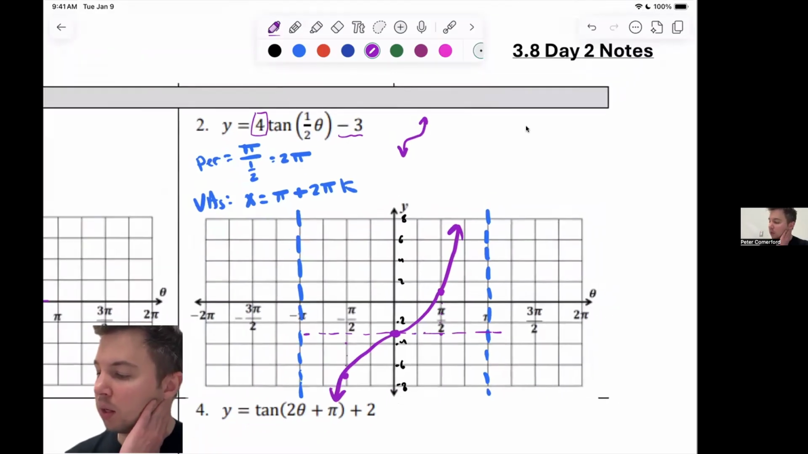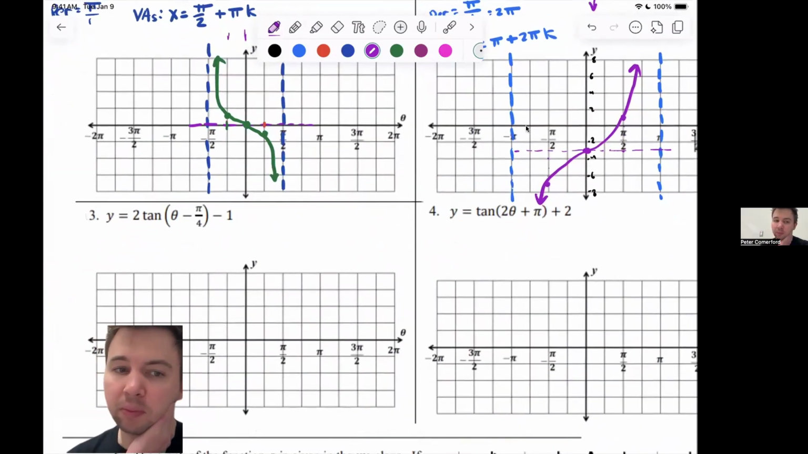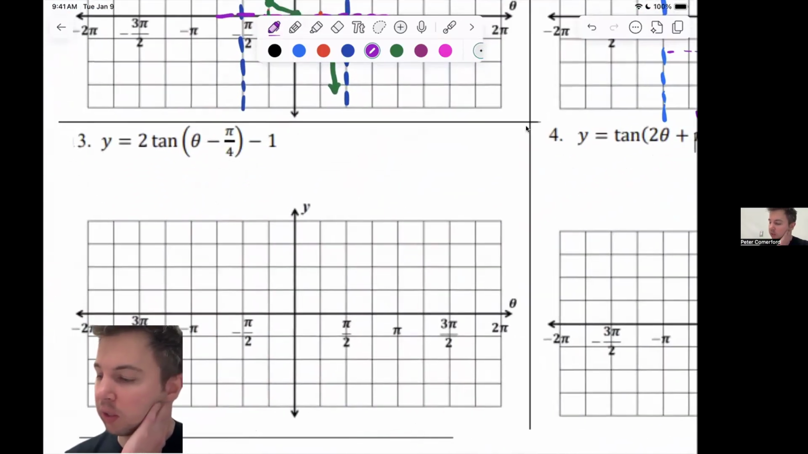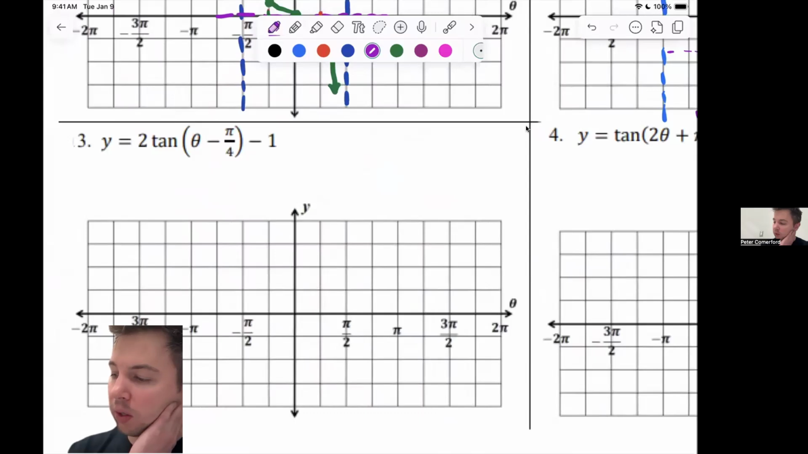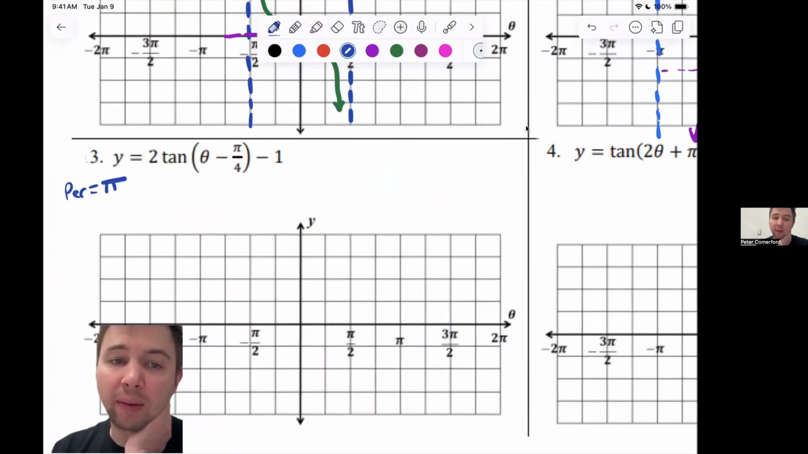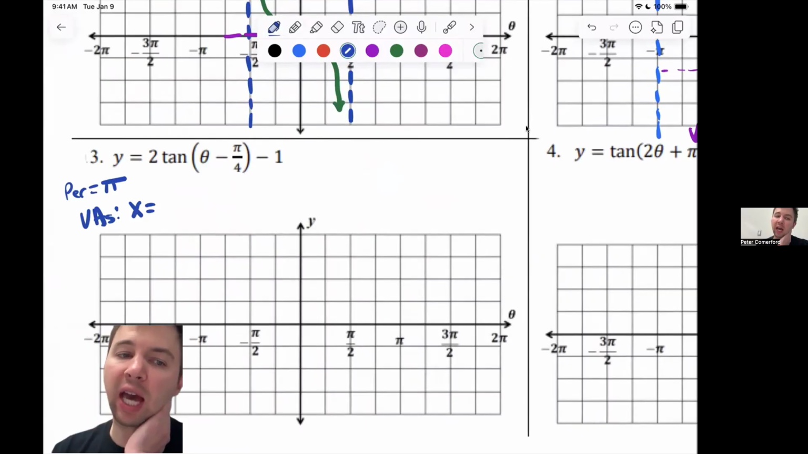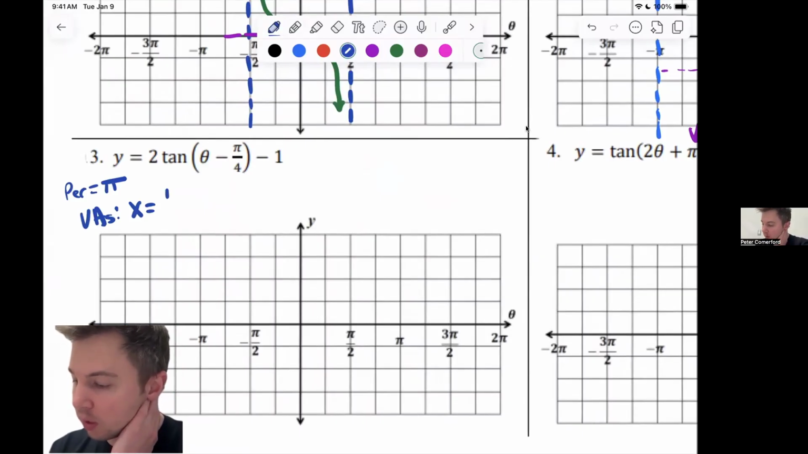Okay. For number 3, all right, now we do have a phase shift, right? So same idea though, to get those asymptotes, I start by finding the period. Period is going to equal pi over b. B is 1 here, so period is pi. Then my vertical asymptotes. So again, I start by saying x equals half of the period, so pi over 2.